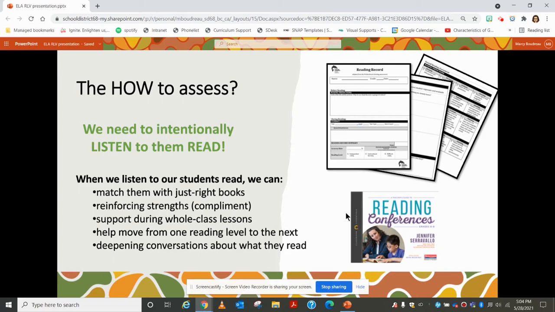Well, the number one thing is we need to intentionally listen to our learners read aloud. When we listen to a learner read aloud, we're able to match a just right book with them, we're able to reinforce strengths, we're able to support them in whole class lessons, and we're also able to move them to the next just right level, and as well have conversations about what they were reading.